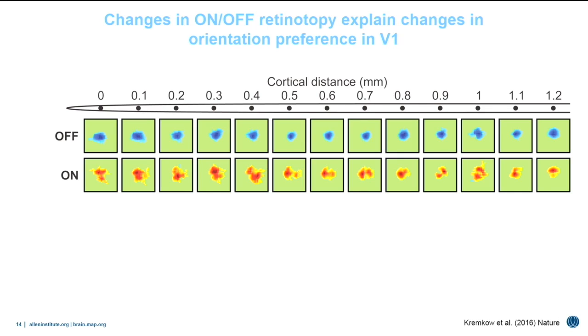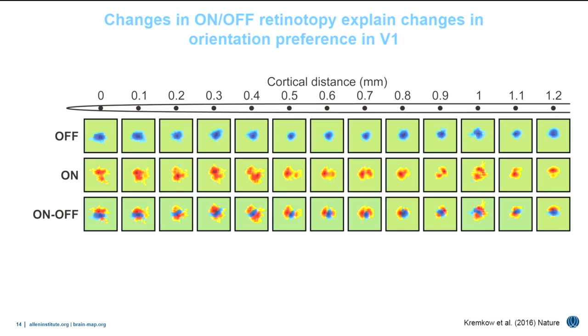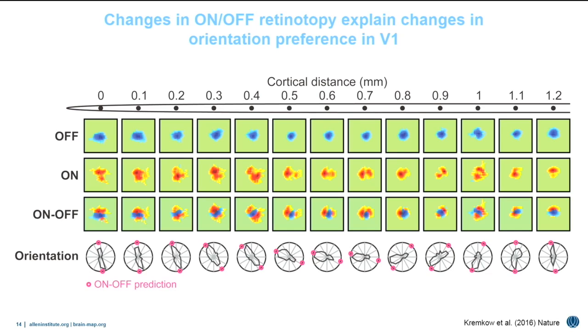But remarkably, when we calculate the on minus off receptive fields across all these channels, you could see something that resembles an orientation preference map. For example, this cell here would prefer a horizontal bar, then it would change and prefer an oblique bar, and then over here a vertical bar, and then it would go back to a horizontal bar. And this is very interesting because the spatial scale of this resembled the spatial scale of the orientation map.